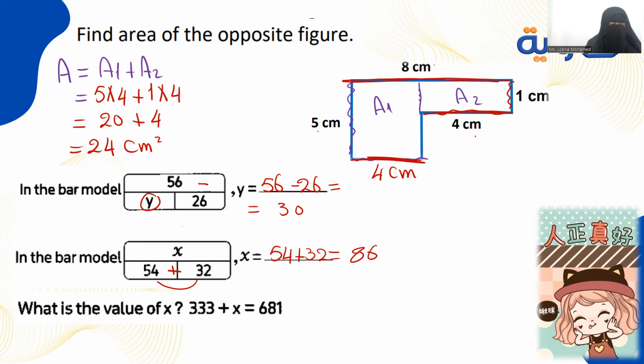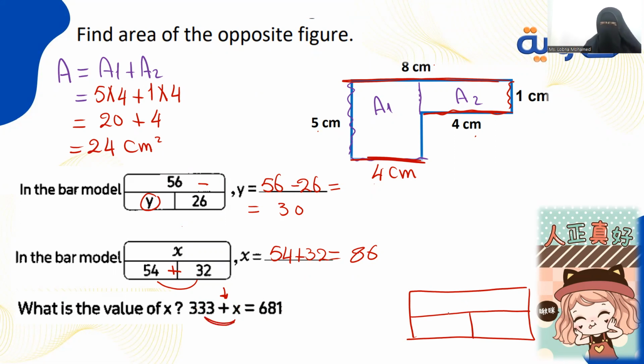Now let's see the last one. What is the value of x? Now we have 333 plus x equals 681. How can we solve a one like this? At first, you have to draw a bar model to solve a question like this. You have to put which number up. Okay, let's see. Now we have two numbers, between them we have plus. So all the time the numbers down, between them we have plus. So take these numbers, they are friends, put them down. 333 and x. And up you have to put the other number, 681.